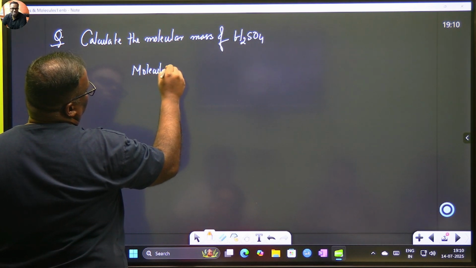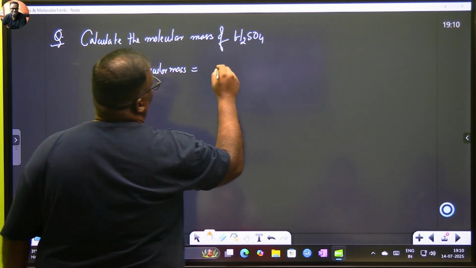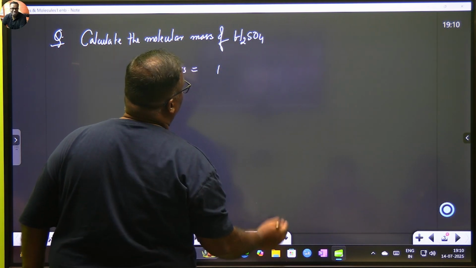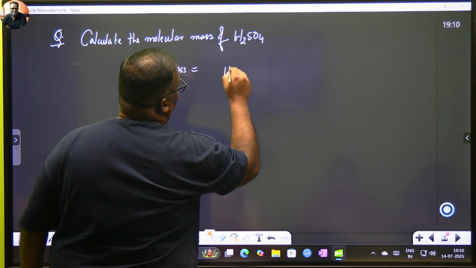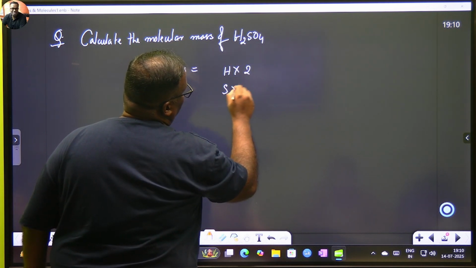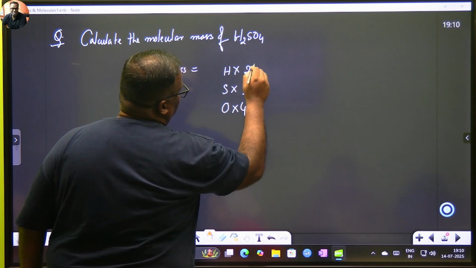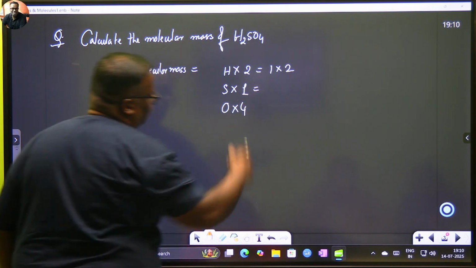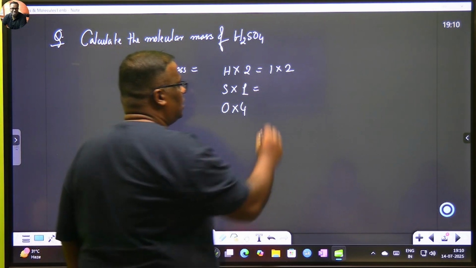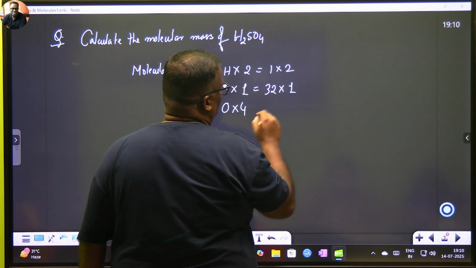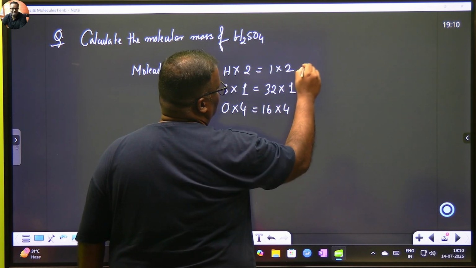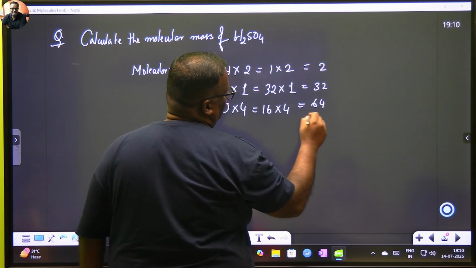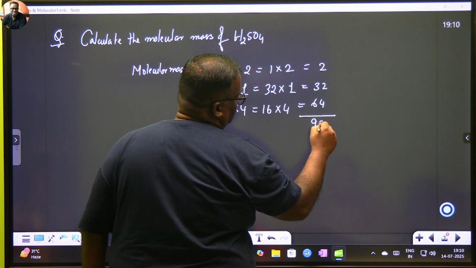The molecular mass will be equal to, you have what? Hydrogen, there are 2 atoms. Sulfur, we have 1 atom. Oxygen, we have 4 atoms. So hydrogen's atomic mass is 1 multiplied by 2. Sulfur is just double of oxygen. Oxygen is 16, sulfur is 32. 32 multiplied by 1. Oxygen is how much? 16 multiplied by 4. This is 2, this is 32, and this is how much? 64, which adds up and gives you 98 atomic mass unit.